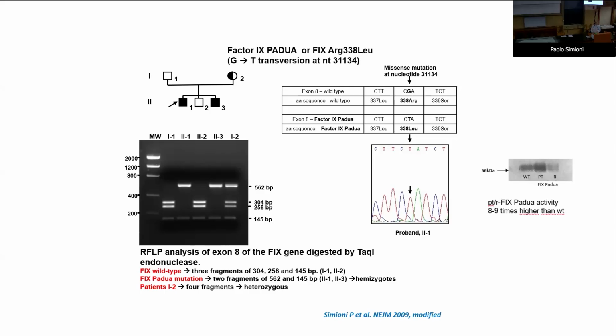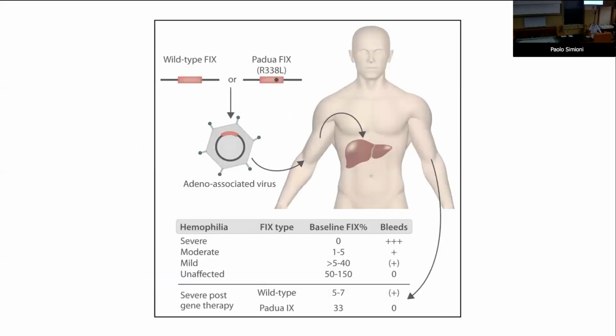What was interesting in that, and the fact that it became very important around the world, is the possibility to use this mutant, this variant, in gene therapy. It was a game changer in the gene therapy of hemophilia, because you could use a lower amount of vector. I don't know, some of you maybe are interested in gene therapy in many fields.